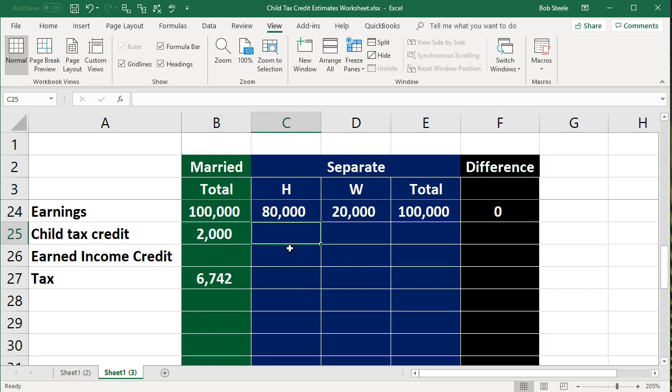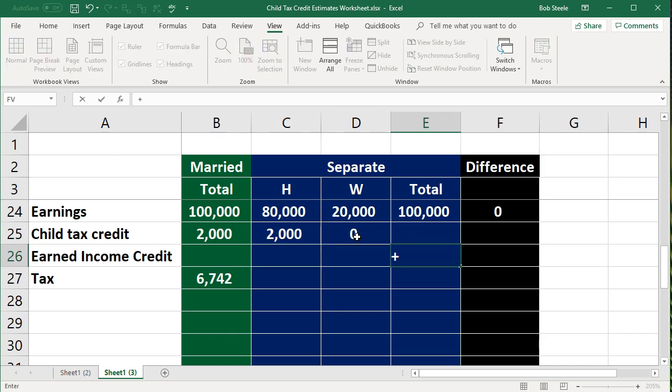So let's first think about, okay, what if that child was claimed by the person with the 80? So we'll say 80,000 gets the child tax credit or claims the child. That will probably help with the filing status, from single to head of household, and have the child tax credit. And then we're going to say 0 here, and the total is going to be the same for that 1 child. Let's take a look at that scenario first.